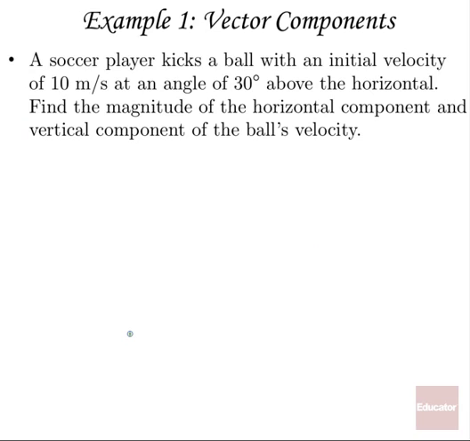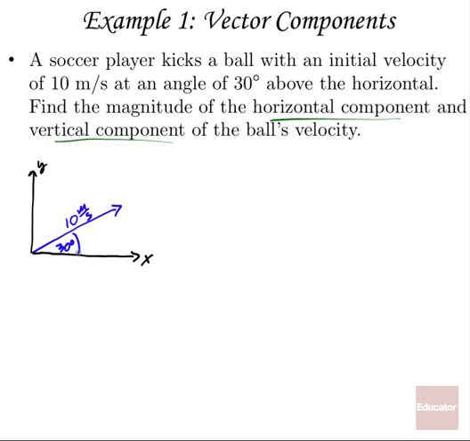A soccer player kicks a ball with an initial velocity of 10 meters per second at an angle of 30 degrees above the horizontal. Find the magnitude of the horizontal component and vertical component of the ball's velocity. Well, I'm going to start off with a diagram here. A y-axis and an x-axis. And realize that the soccer player is kicking the ball with an initial velocity 10 meters per second. So there's our vector, 10 meters per second at an angle of 30 degrees above the horizontal. We want to know the horizontal component and the vertical component.